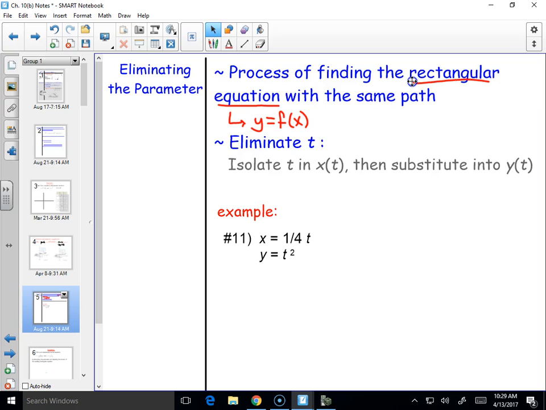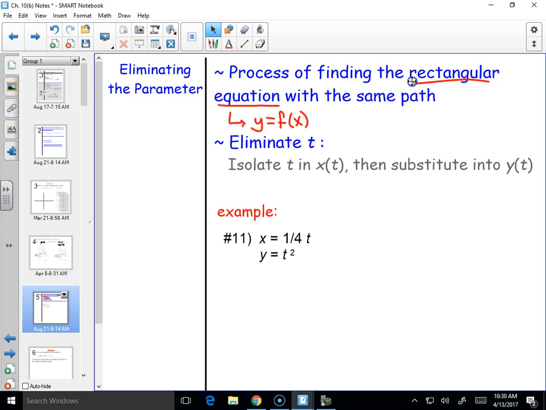Process of finding the rectangular equation that has the same path. Now the rectangular equation doesn't have the time, so it won't be the exact same thing. But the path will be the same, just the time will have been eliminated. So we don't care about the when, we only care about the where.